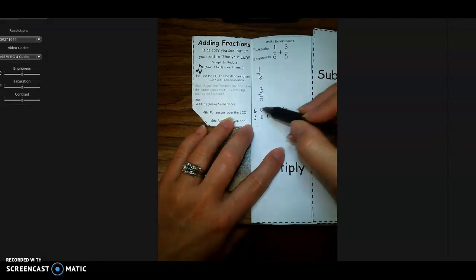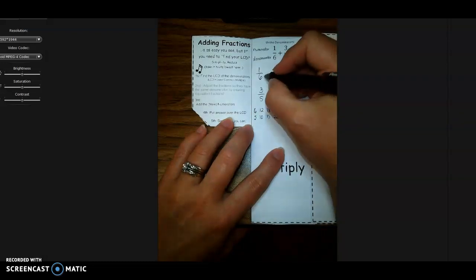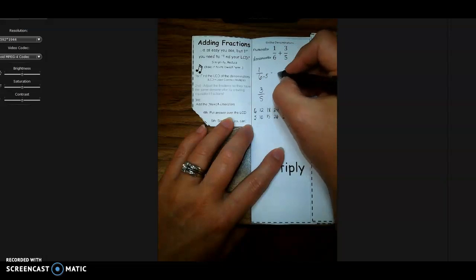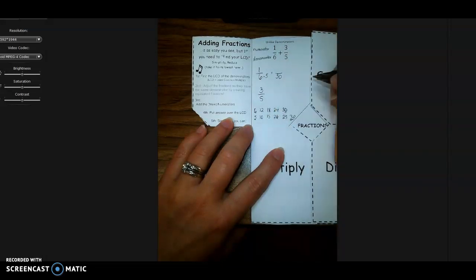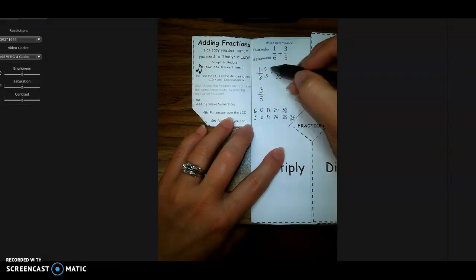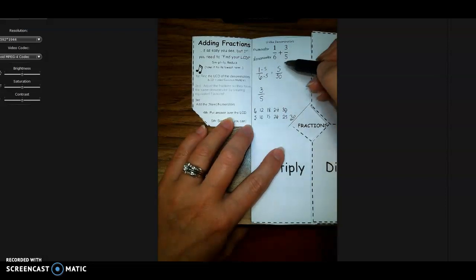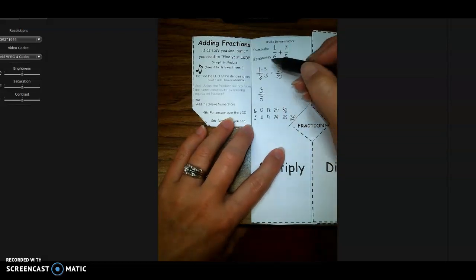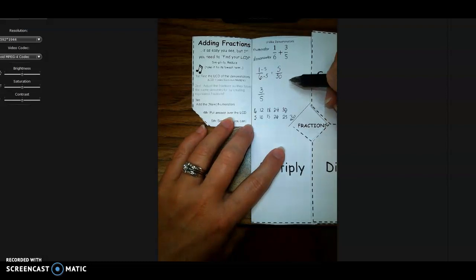Well, to get from 6 to 30, I went 1, 2, 3, 4, 5 times. So it means I have to multiply my bottom by 5 to get to 30. Whatever I do to the bottom of my fraction, my denominator, I have to do to my numerator. So 1 out of 6 is the same as 5 out of 30. Or 1/6 is the same as 5/30.